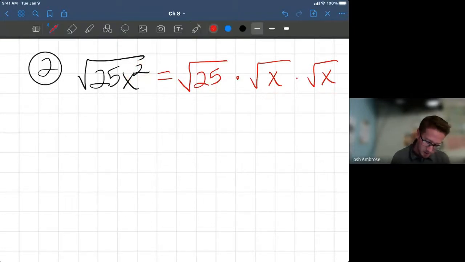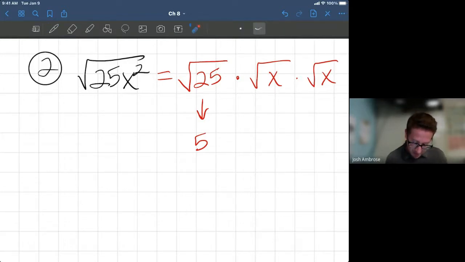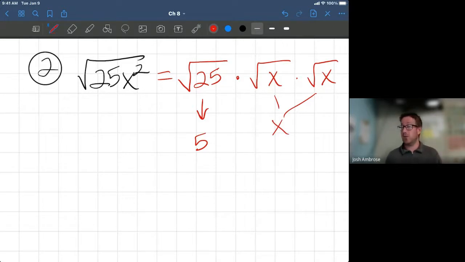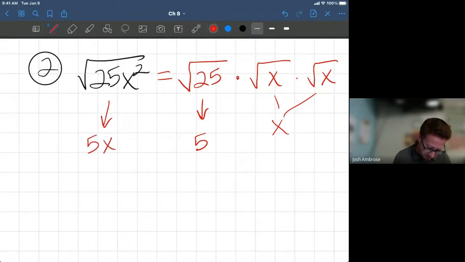Now, the square root of 25, that is 5. So that one works out perfectly. Now, here is a nice little trick. If you have the same thing under a square root and they are being multiplied together, it actually works out to just be what is underneath that square root. So what I'm saying is the square root of x times the square root of x. Notice they both are x. The answer of that is just x. So that would mean that our final answer here is just 5x.